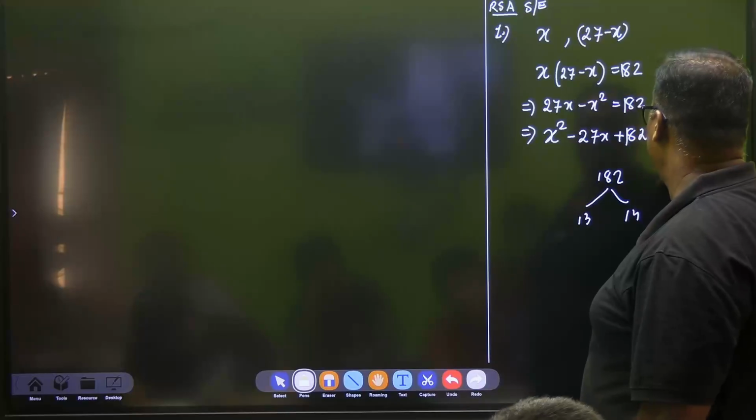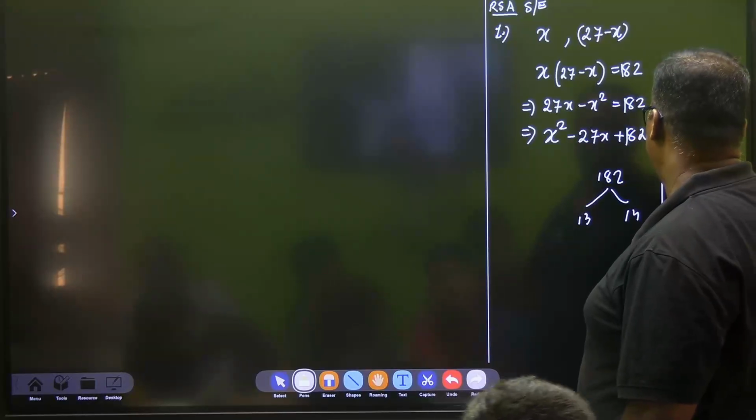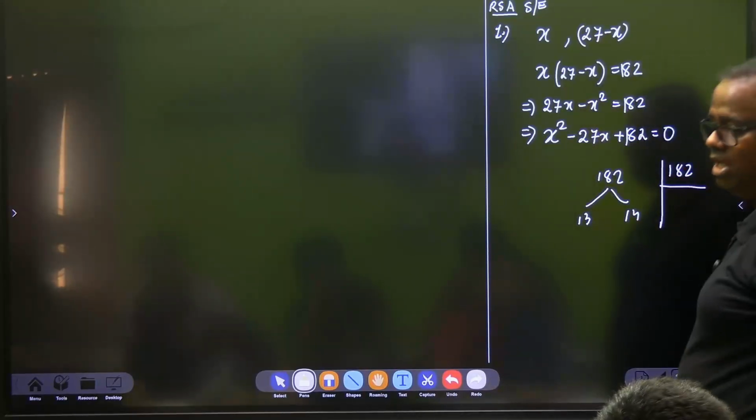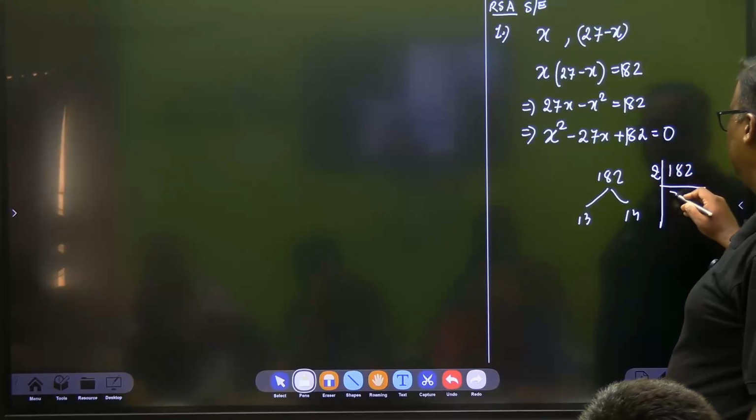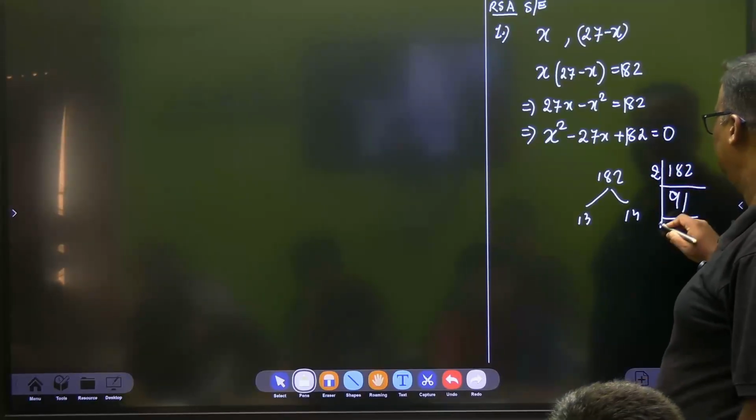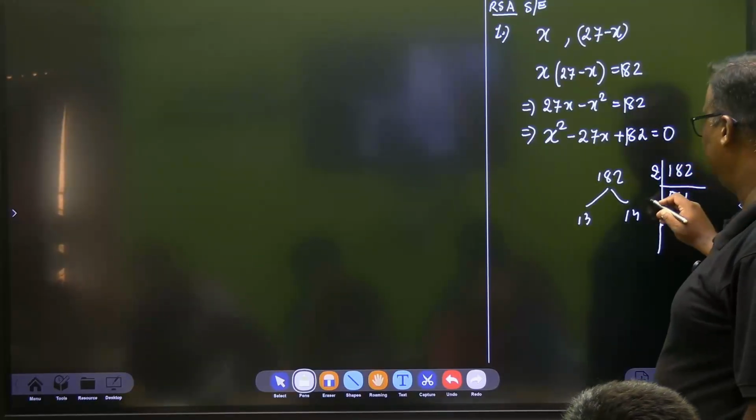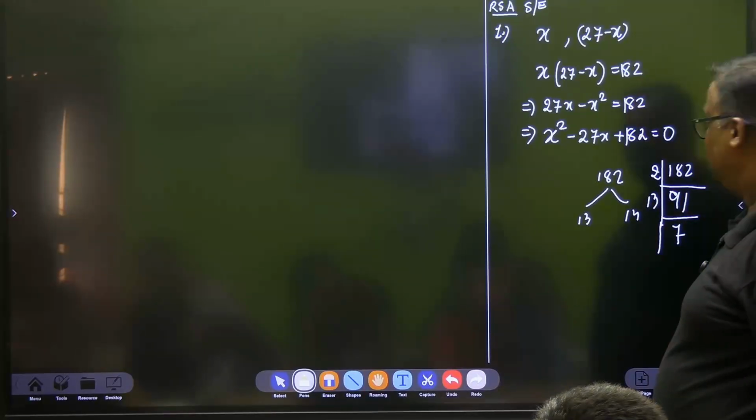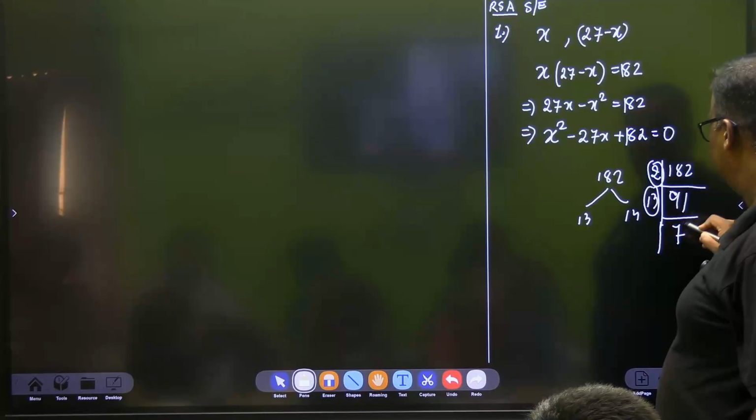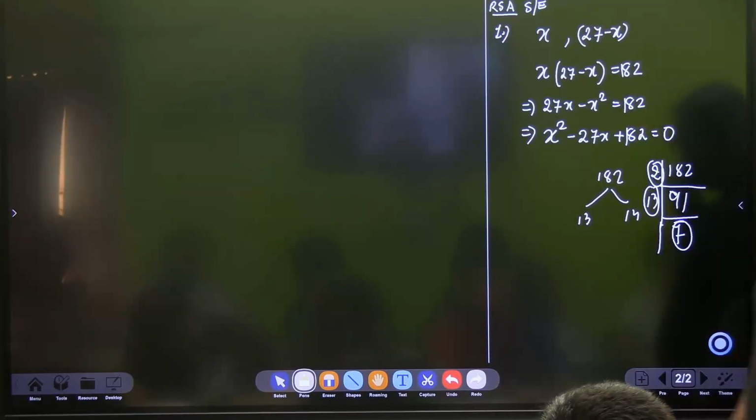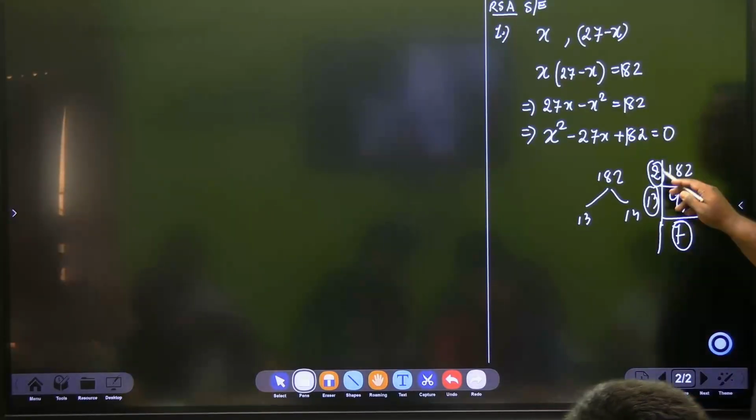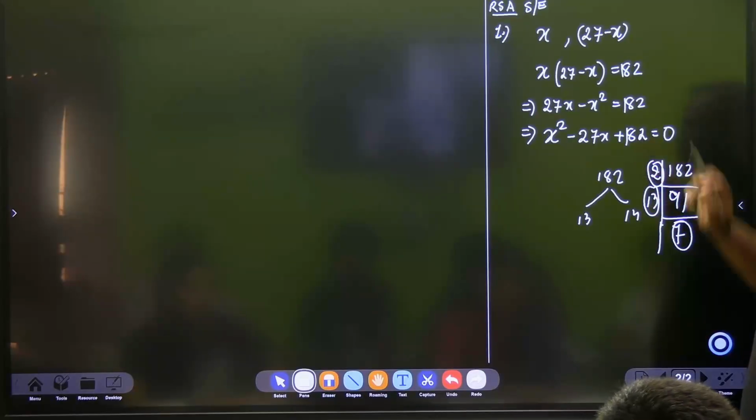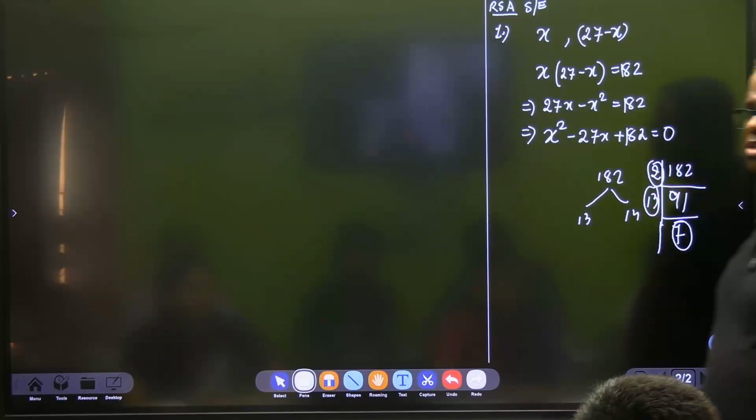Say, how did I get it? You take 182 and just for your happiness, you do it with 2 only. 2, 9, 18, 2, 1, 2. 91. 91 is 13 into 7. Now, out of these three numbers, your two numbers have to come out. 7 into 2 is 14, and 14 and 13 give me 182. Okay, this was the solving part.